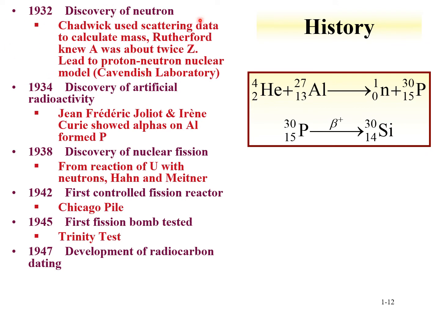In 1932, the neutron was discovered by Chadwick, and he used some scattering data to calculate the mass. This led to a proton-neutron nuclear model. Again, this is all at the Cavendish Laboratory. 1934, discovery of artificial radioactivity, by the Joliots and the Curies, the child of Pierre and Marie Curie getting involved in the same sort of research.